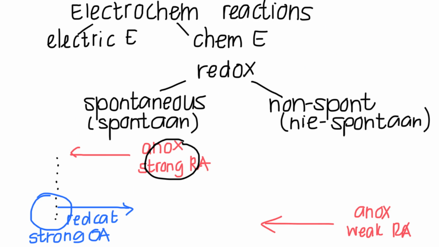So, in a non-spontaneous reaction, the anode, which is oxidized, is a weak reducing agent, reads to the left. Then you go up, because step one is always on the right, the oxidation. And at the top, there is a red cat, which is a weak oxidizing agent, which reads that way.